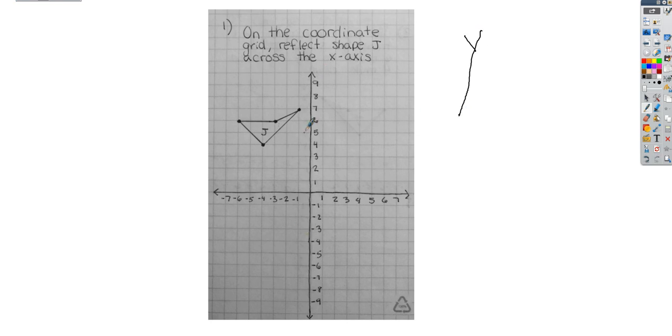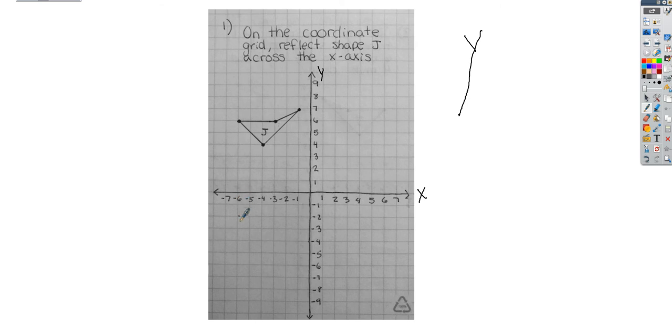The y-axis will be this one. So this is our y-axis, and this axis is our x-axis. So we're going to be reflecting this shape across this axis. So all we're going to do is count how many spaces it is until we hit the x-axis, and we're going to do that many spaces on the other side. So starting at this point, we're going to go 1, 2, 3, 4, 5, 6. So that means we're going to go down 6.